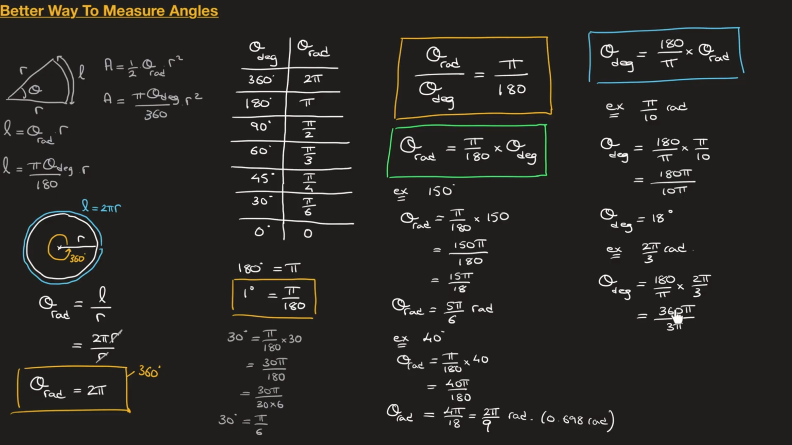Now 360 is equal to 3 times 120, so we can get rid of the common factor of 3, which will leave us with 120 on the numerator, and of course we have a common factor of pi on both numerator and denominator, so we can get rid of that as well. In other words, 2 pi over 3 radians in degrees is just equal to 120 degrees.